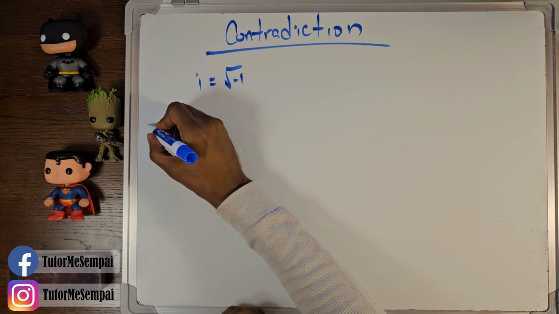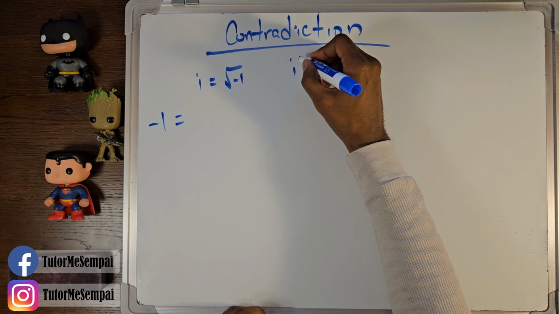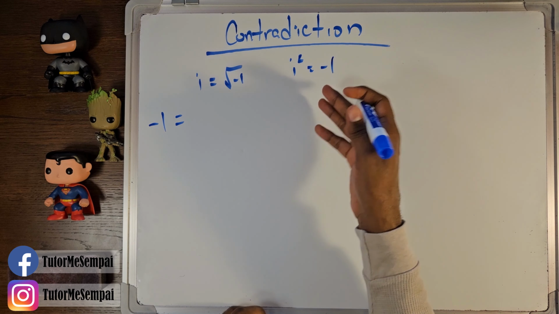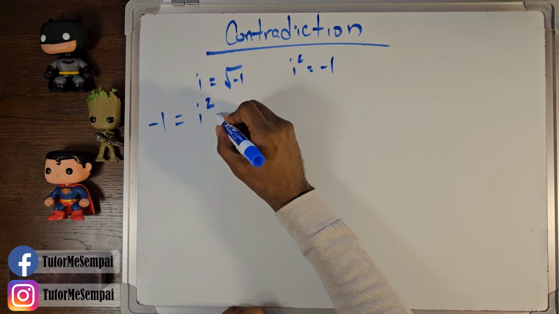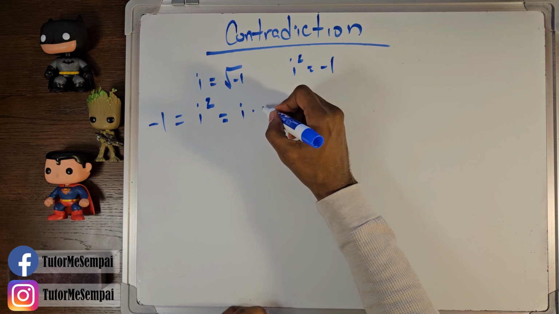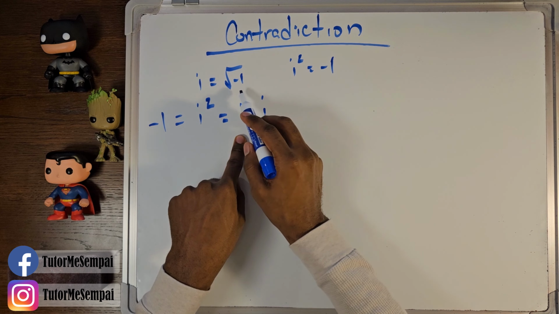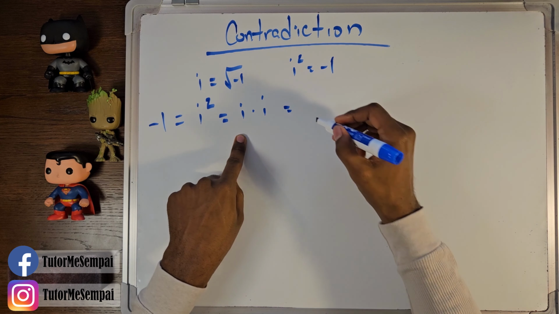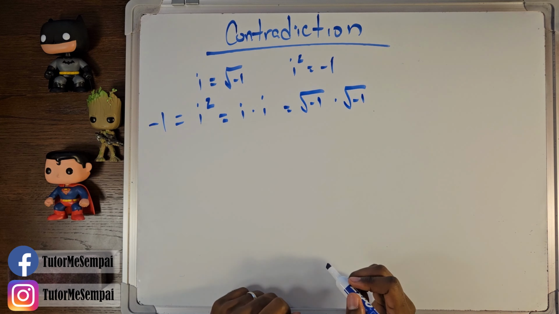So let's start with negative 1. Negative 1 is going to equal what? Now we know that i squared equals negative 1. That's our other definition. So this is going to be an i squared. We can write that as i times i. Now we said that i equals the square root of negative 1, and you can then substitute this to be the square root of negative 1 times the square root of negative 1.